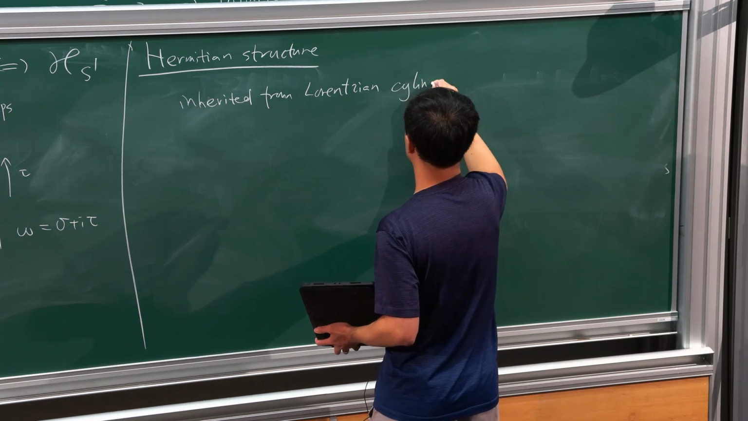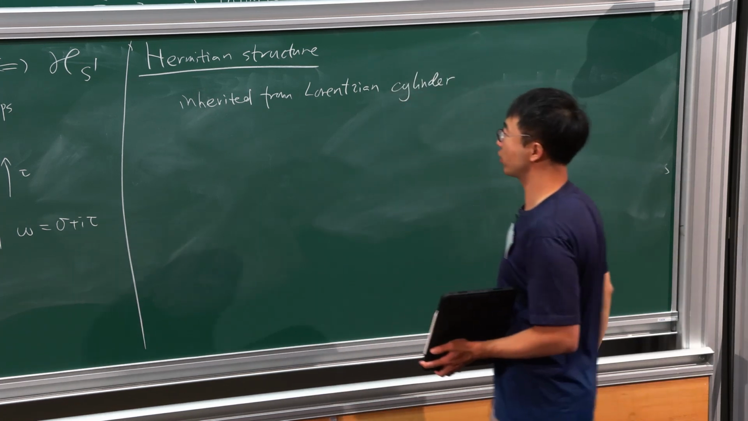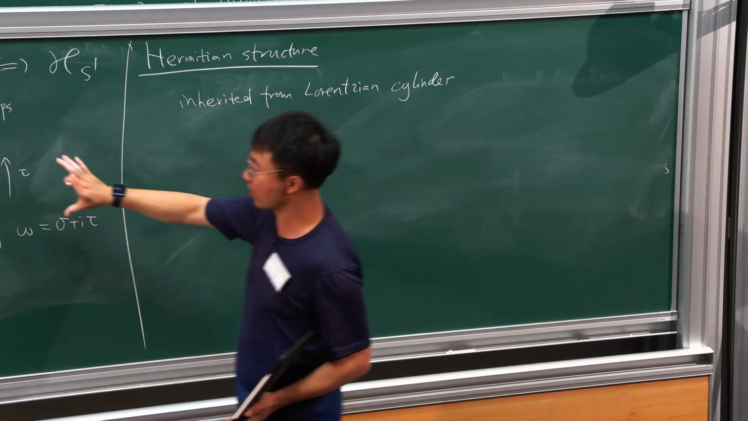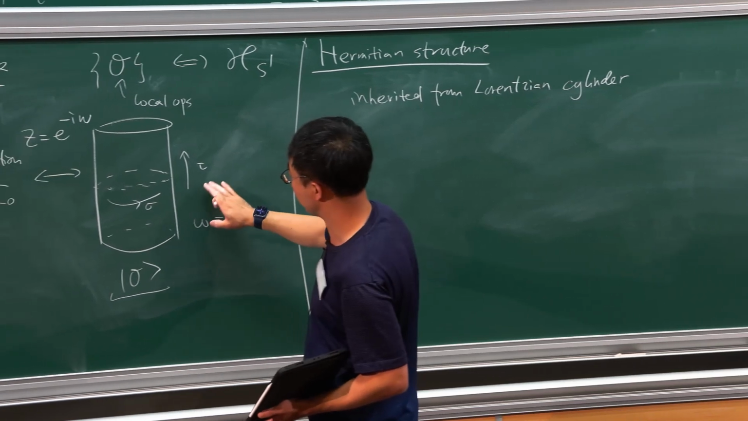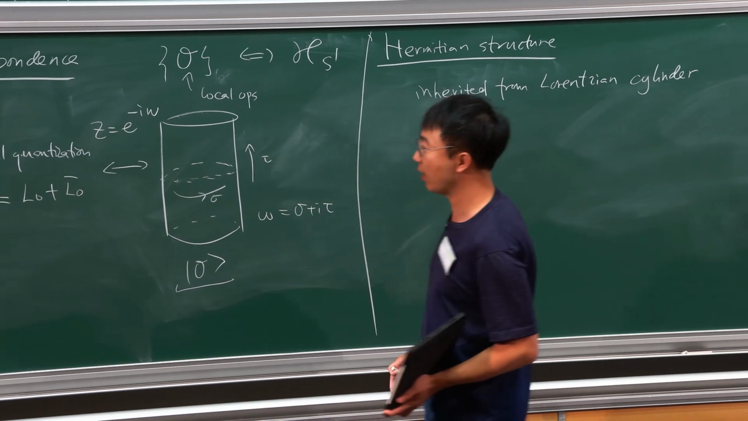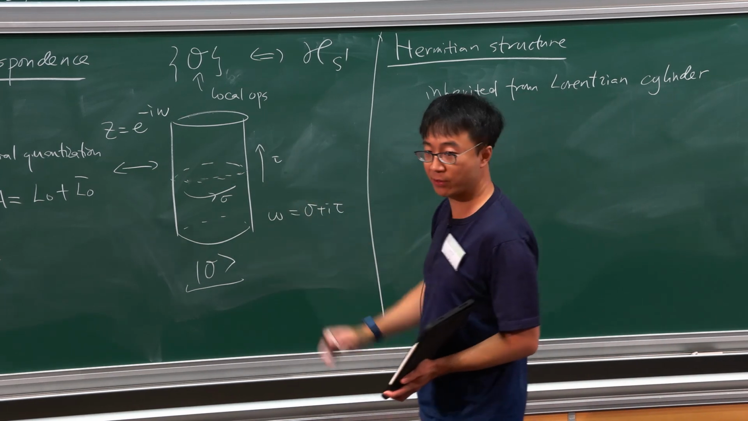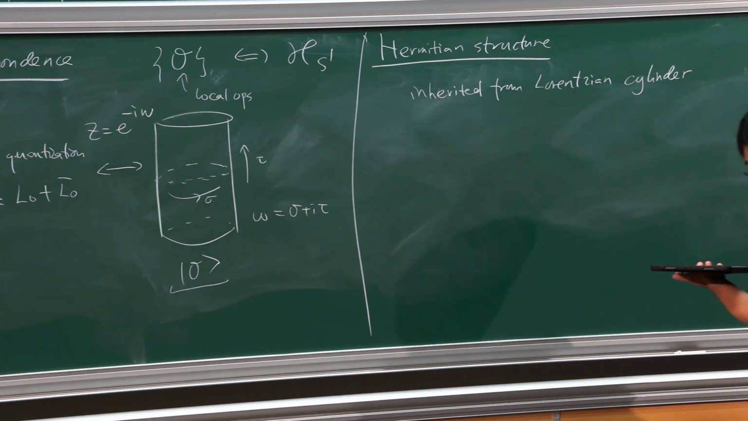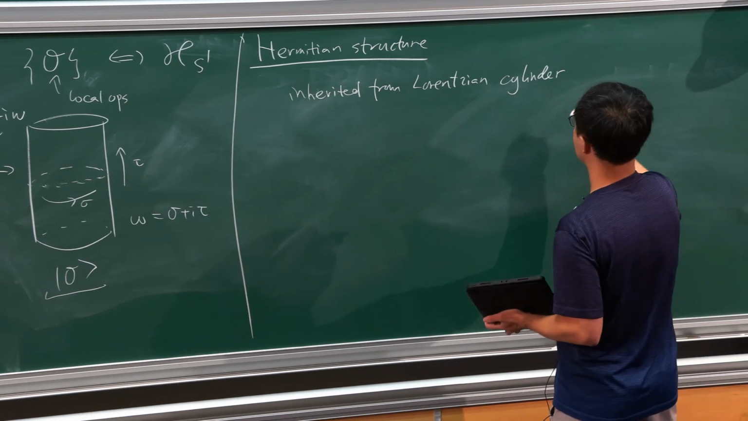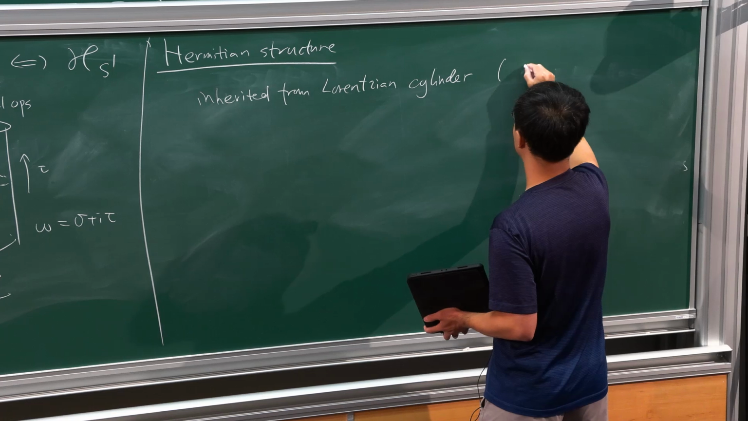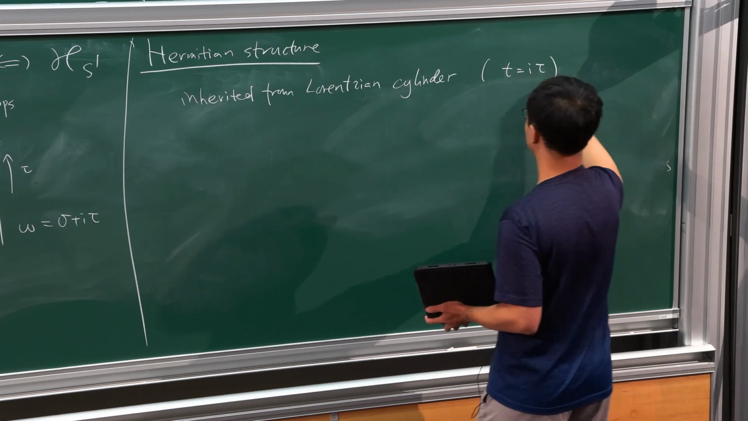And the place where the Lorentzian structure is very natural is on the Lorentzian cylinder. So you should think about this cylinder. The Euclidean cylinder, where the Euclidean time is tau, comes from a Wick rotation of the Lorentzian cylinder, where this is the real time t, where t is i tau.